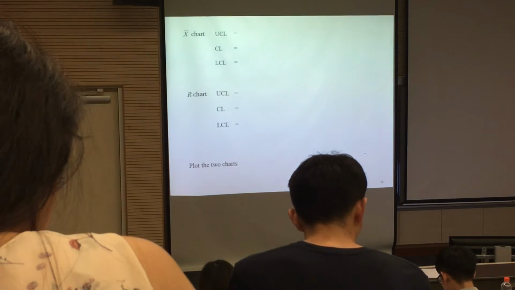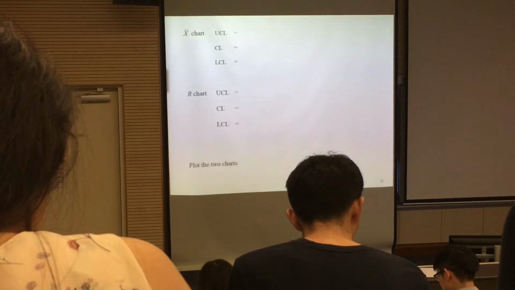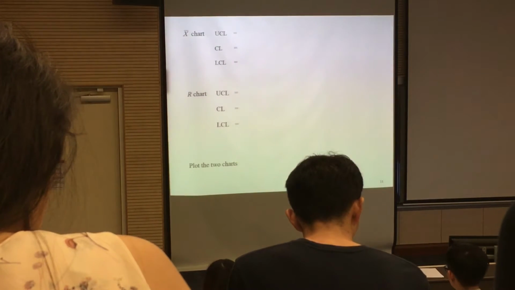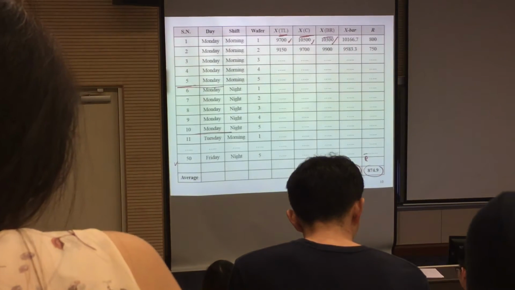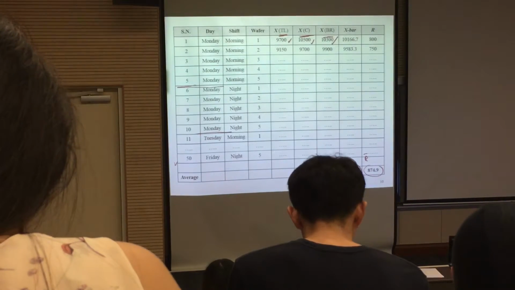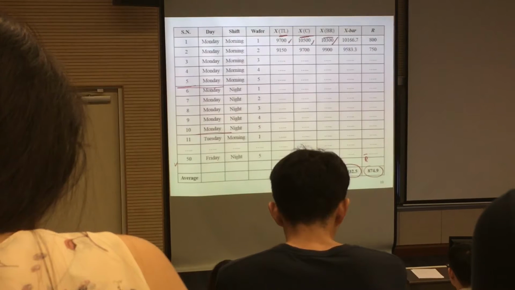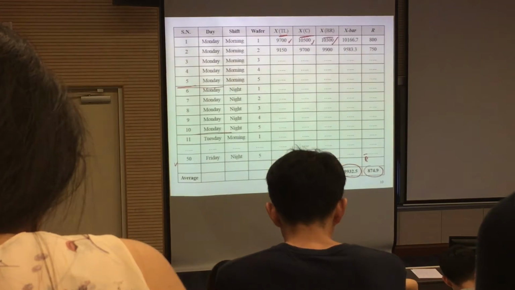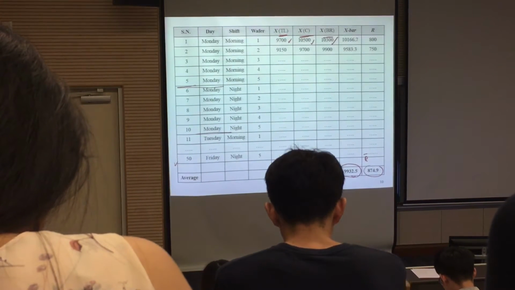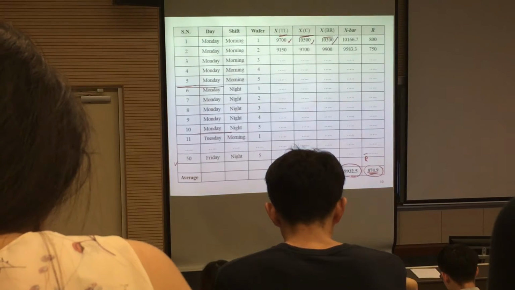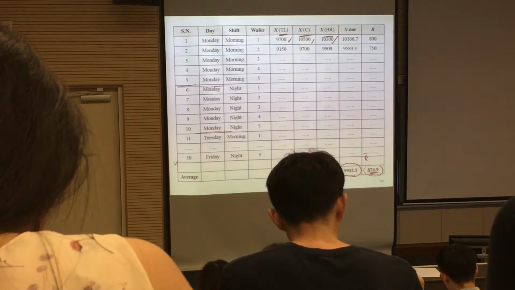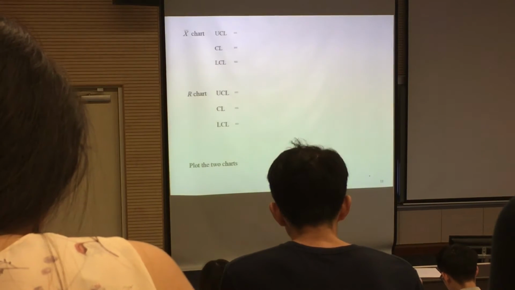And I give you this one. I think we don't spend time. I give you the answer because once you got that, then you can calculate. So I give you the answer, and then you check for yourself. The center line you can put down straight away for the X bar chart is 9932.5. Center line for the R chart is 874.9. You can put it down straight away.